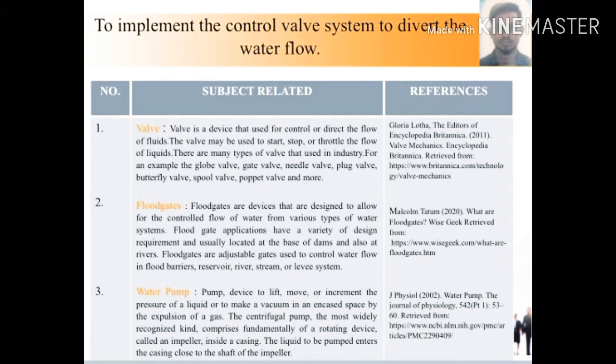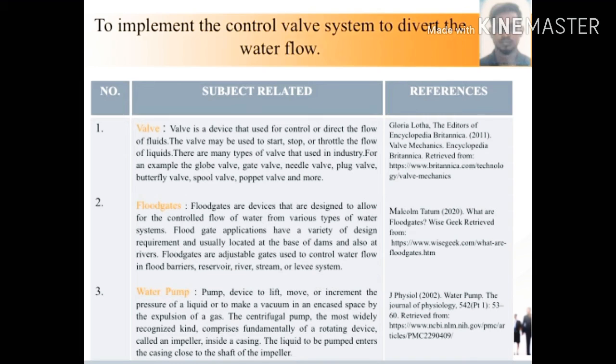Next is the second objective. Under this objective, there are also 3 main components that have been used. First of all, the valve. Valve is a device that is used to control or direct the flow of fluid. There are many types of valve. For an example, globe valve, gate valve, ball valve, butterfly valve and more.